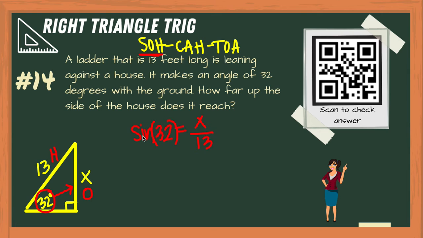So we can evaluate the sine of 32 in our calculator and get 0.52991, 4 or 5 decimal places is fine, equals x over 13. Then you can think of this as a proportion so that you can cross multiply, and we'll multiply the 13 times that decimal, and we will get 6.89 feet in this case to the nearest hundredth.